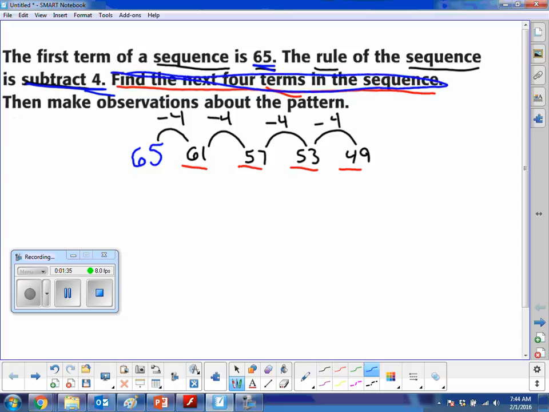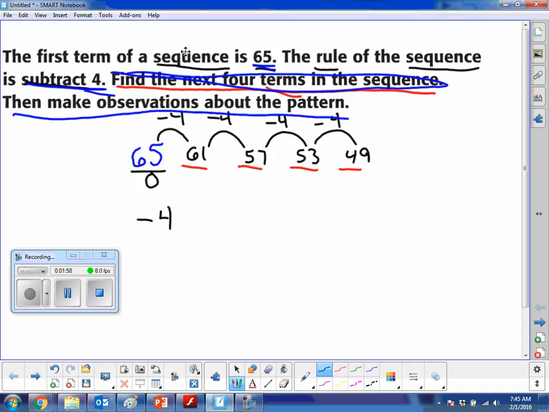Then what I got to do is make observations about the pattern. Now an observation is simply what is it that you see that's going on with the pattern. Now an obvious explanation you could see is, oh, I see that we are subtracting 4, and that is a good observation, but we got to go a little bit deeper. Why not take a look and see if the numbers are odd or even?